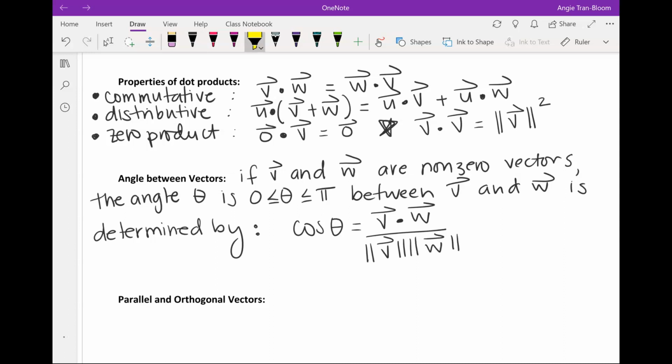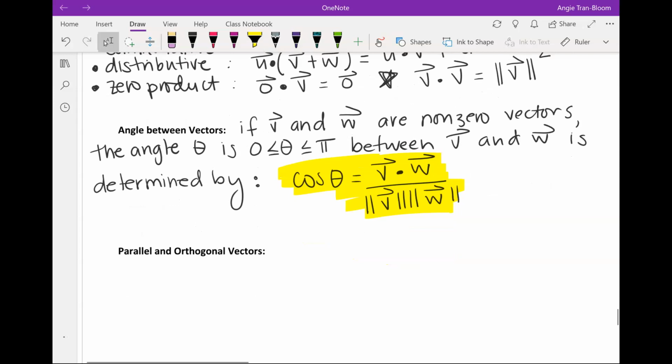So this is what we would need to use to find the angle between two vectors. As you can see, it's given to you as cosine of theta, but if I said find theta, what would you need to do? Yeah, so you crunch out all that number on the right, and then you have to do cosine inverse of that number, okay?